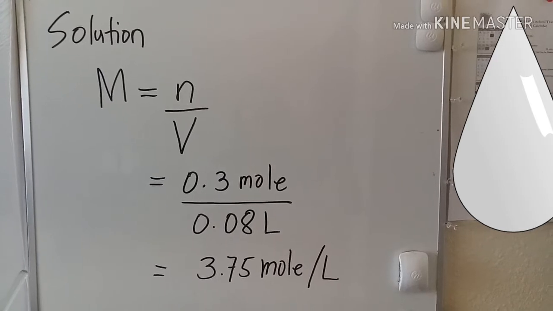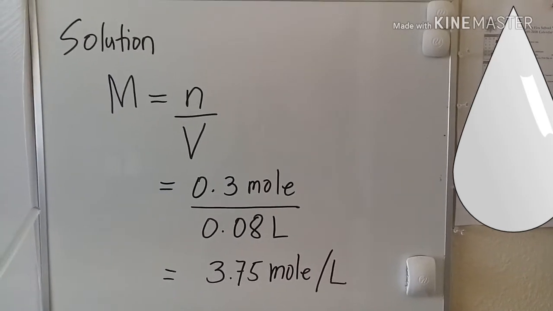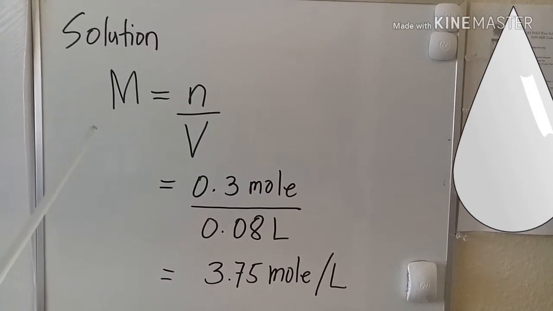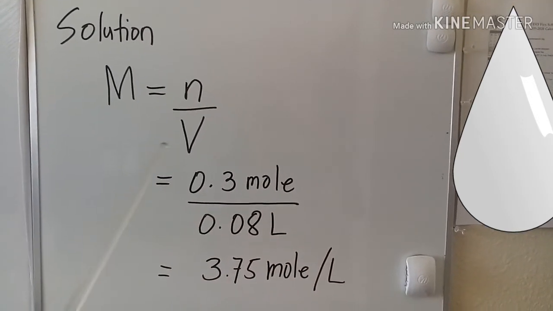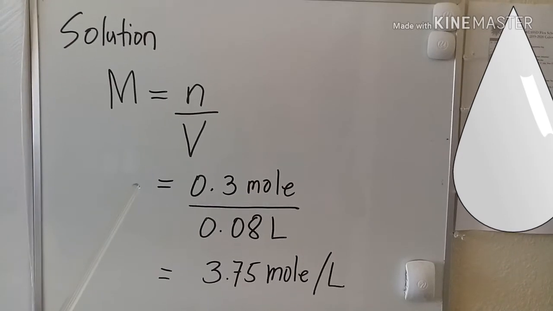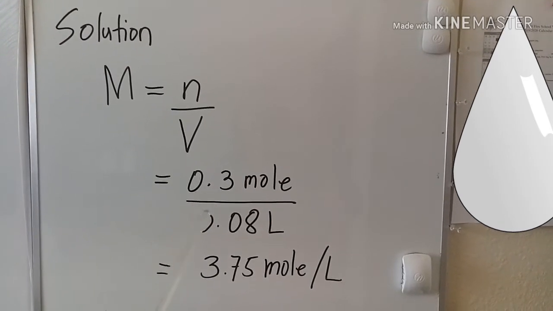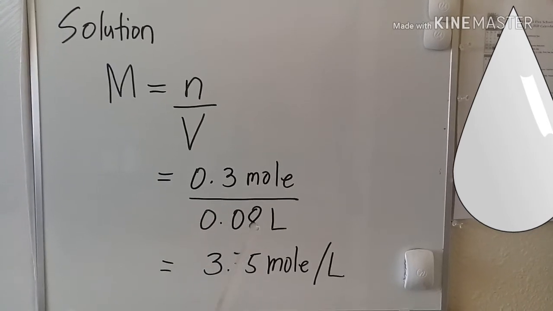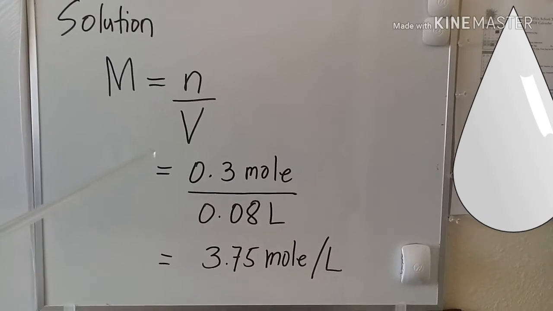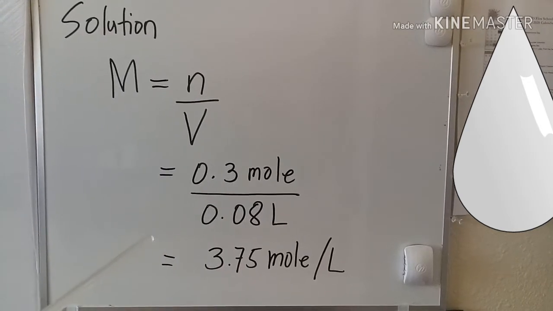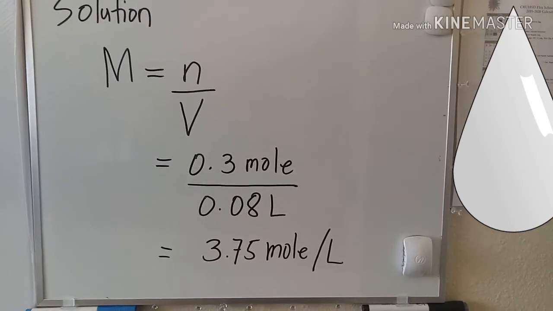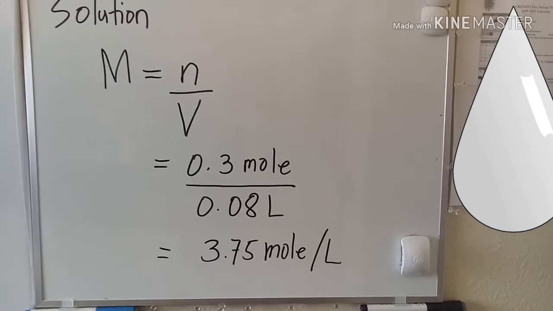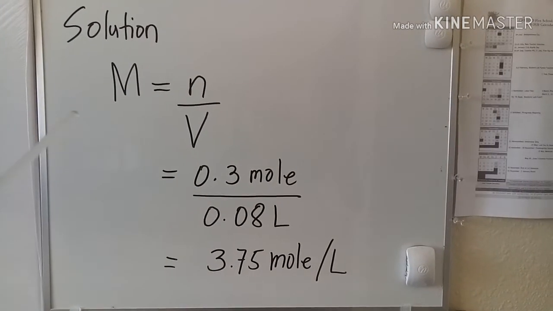Alright, since we have already the number of moles, we can now compute for the molarity using the equation for molarity, which is M equals N over V. So the number of moles that we solved earlier is 0.3 moles, and then the given volume is 0.08 liters. So we'll just divide 0.3 by 0.08, and that will give you 3.75 mole per liter as the value of molarity.